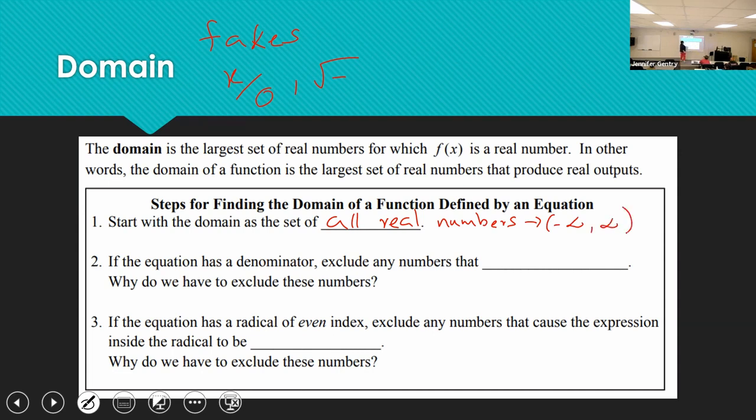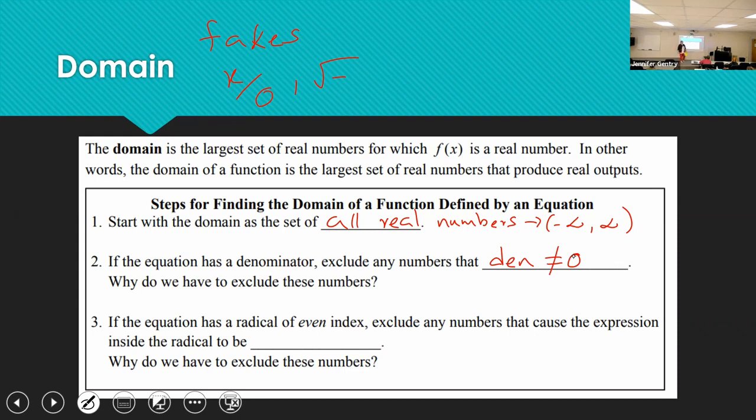If the equation has a denominator, what does that mean? Fraction, right? Exclude any numbers that what? What do we say it can't be? The denominator cannot be 0. We just said that was a fake. We can't do that. Why do we exclude them?